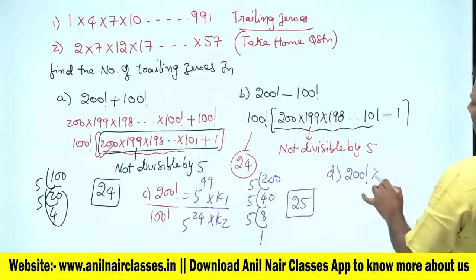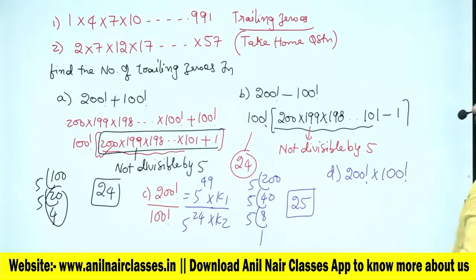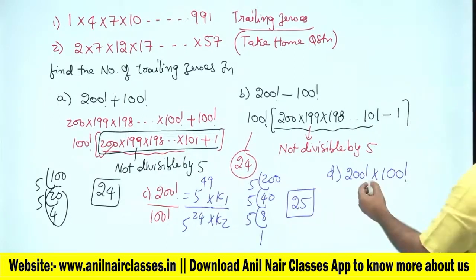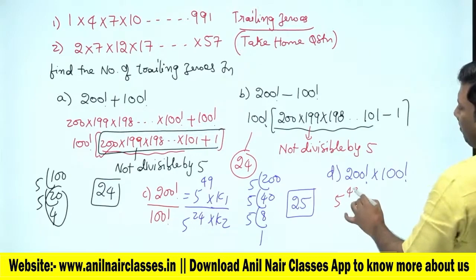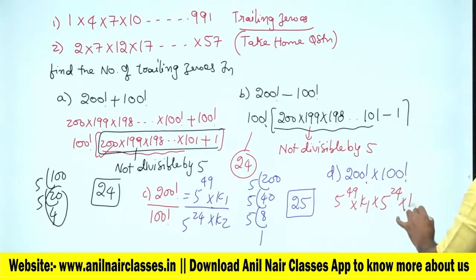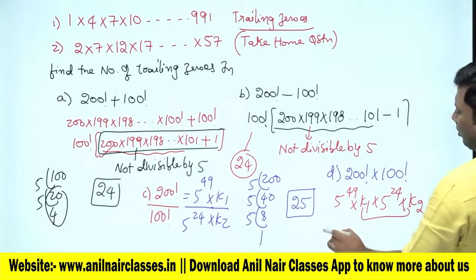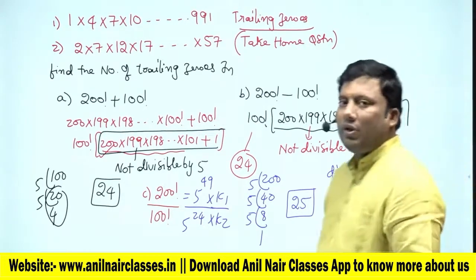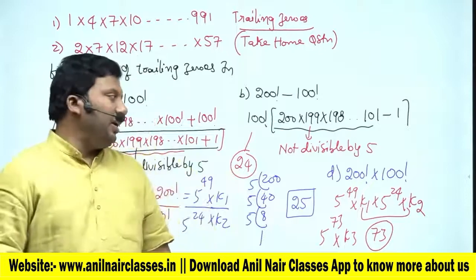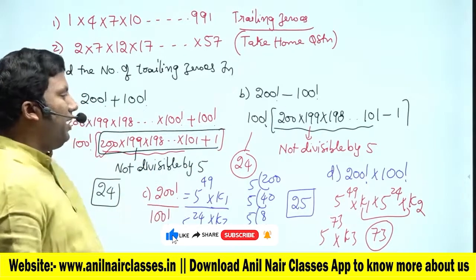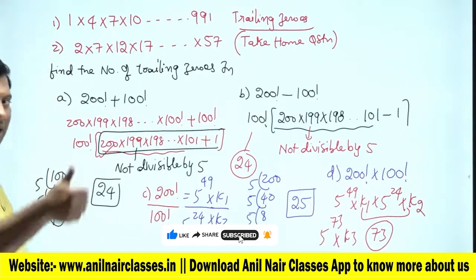Question number D. What if it is multiplied: 200 factorial into 100 factorial? It is factorial, so I got 5 power 49 into k1, and 5 power 24 into k2. k1 into k2 will give you other prime bases. So 5 power 73 into k3. The number of zeros at the end is given by the highest power of 5 for factorial. The answer for this question will be 73.